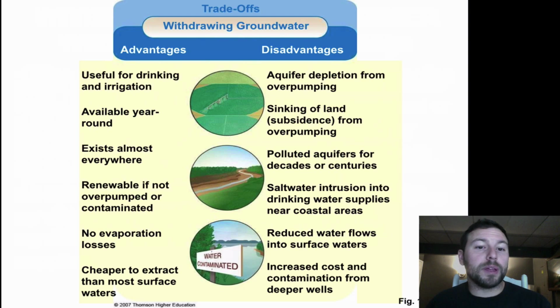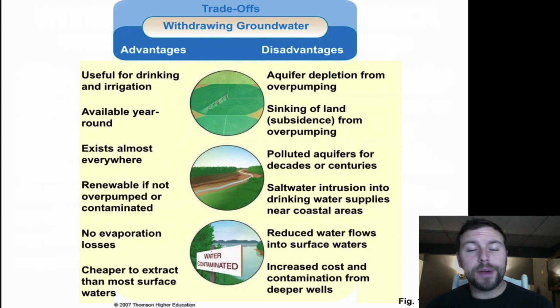So there are some advantages. Basically, groundwater takes years to move through, depending on the sediment. As it does that, certain pollutants and toxins have affinities for that sediment, and they actually get pulled out, and the water basically gets filtered as it keeps moving through. There's no evaporation loss, which is huge. And it's cheaper to extract than most surface waters. We don't need to build dams and reservoirs to hold that water back, and it's available year-round.